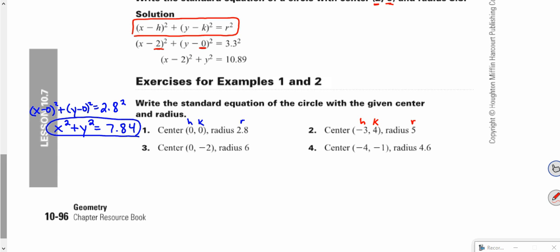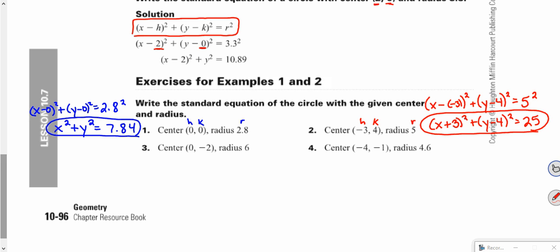Now, I have to be careful because my basic formula, you can still see it up there in the red box at the top of the screen, is x minus h. So this is actually x minus a negative 3 squared plus y minus 4 squared equals 5 squared. Now, minus a negative 3, we know, is x plus 3 squared plus y minus 4 squared equals 25. This would be my standard equation.